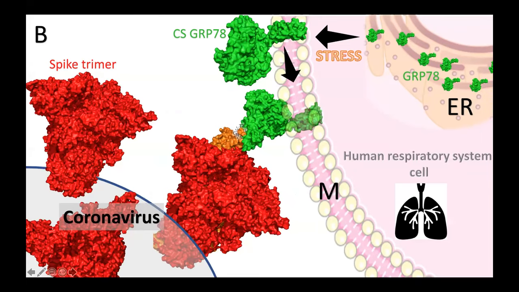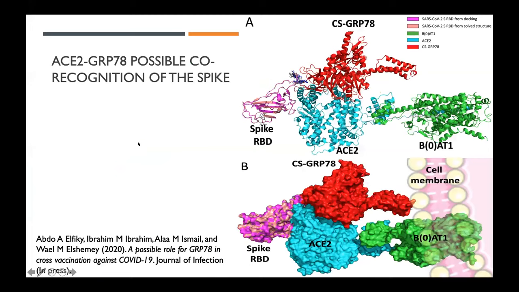So this work has been published in the Journal of Infection, followed by a letter to the same journal. We changed the model a little bit by using this solved structure of the channel protein, and this is ACE2, the main receptor of SARS-CoV-2, and part of the spike RBD, or receptor binding domain. Here we made protein-protein docking between cell surface GRP78 and the spike RBD. And here is the binding site of GRP78 to the complex. As we can see here, GRP78 can be surface exposed, but some protein has to carry this GRP78 in order for it to be able to interact with this complex.